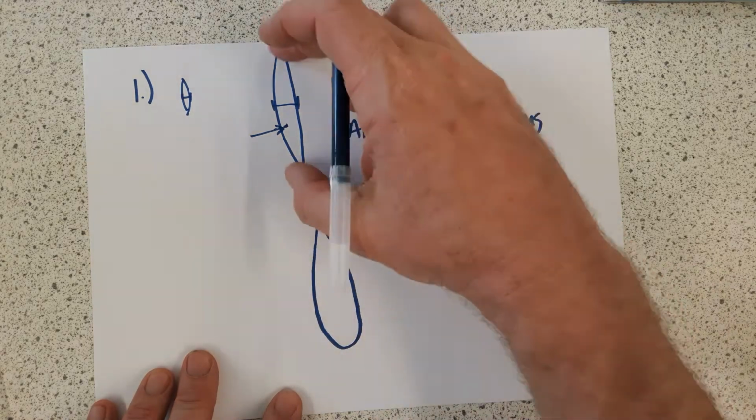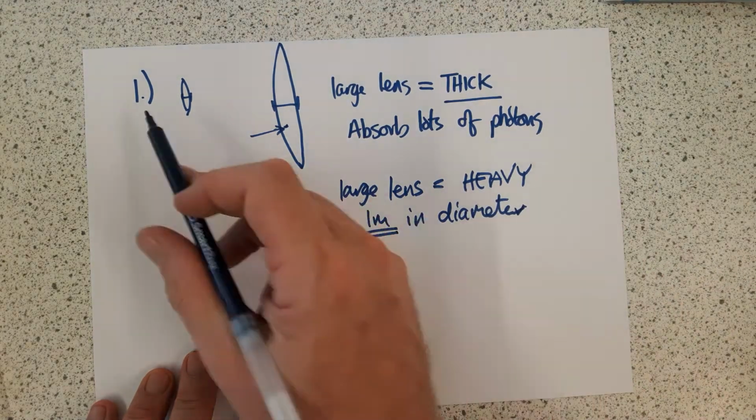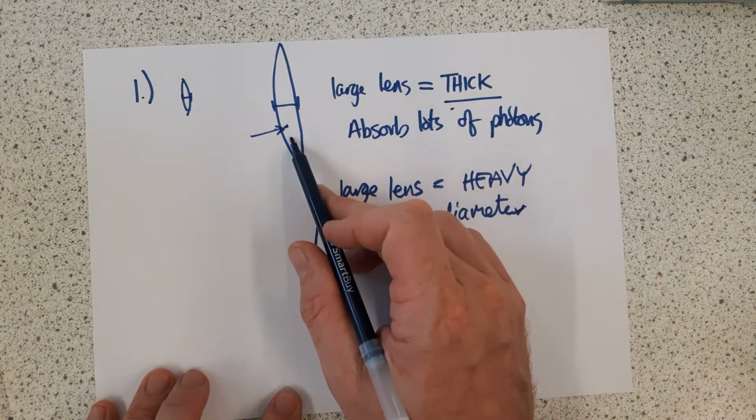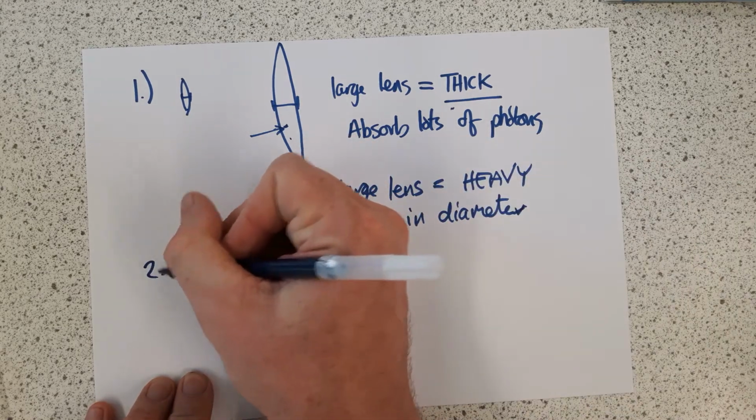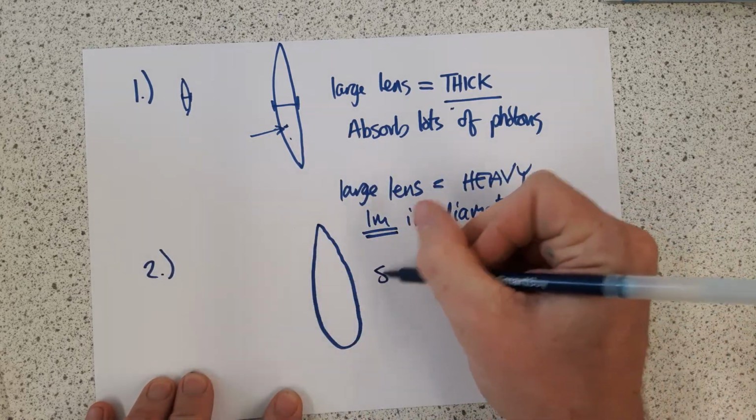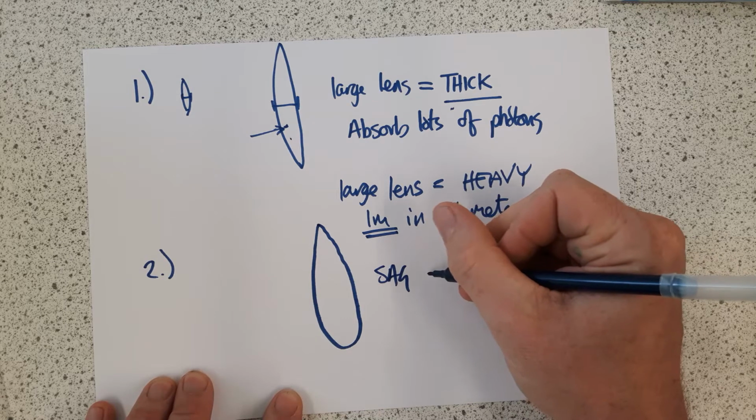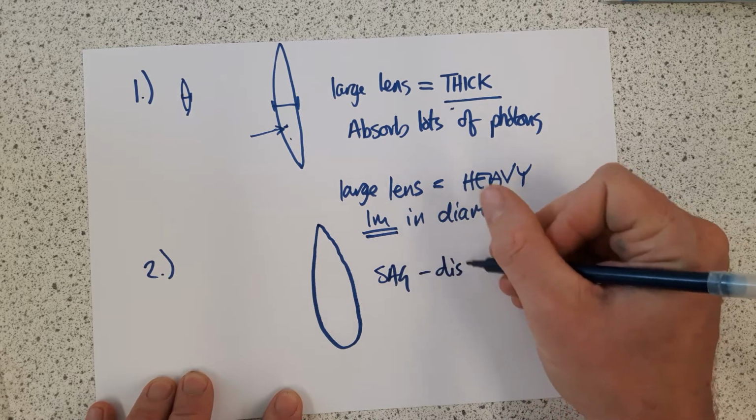So going large on our lenses has a number of problems. One is it's thick, which means the photons won't get through it. Number two is it will sag, and it will then distort the image, which is no use either.